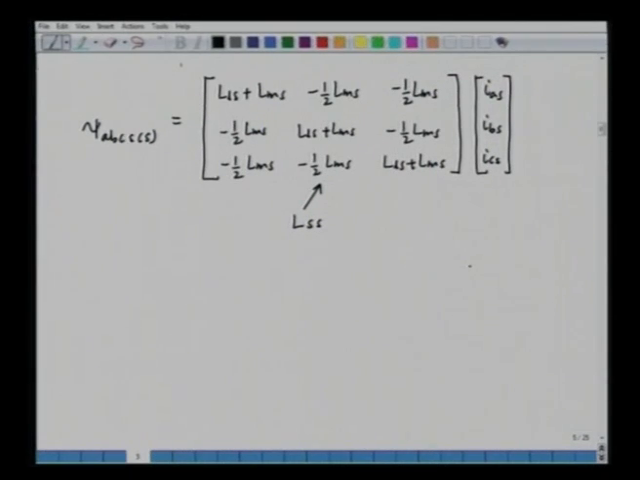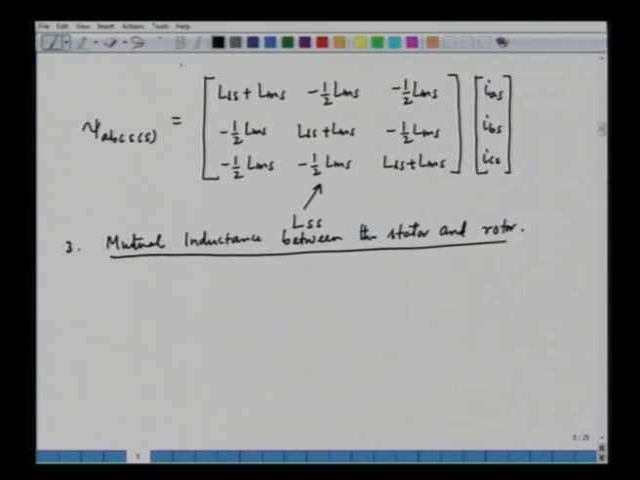Similarly, we can find out the mutual inductance between the stator and the rotor. So, we can say that the third one is the mutual inductance between the stator and rotor. Now, what is this mutual inductance between stator and the rotor?